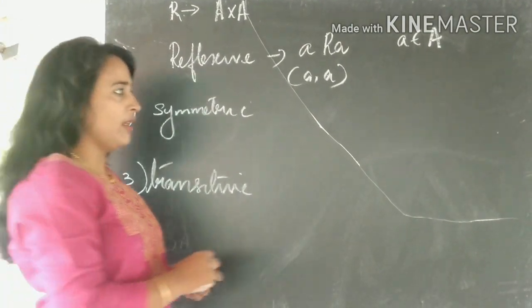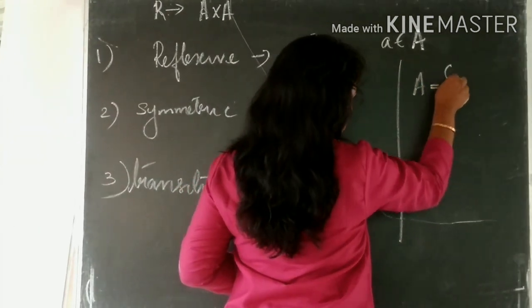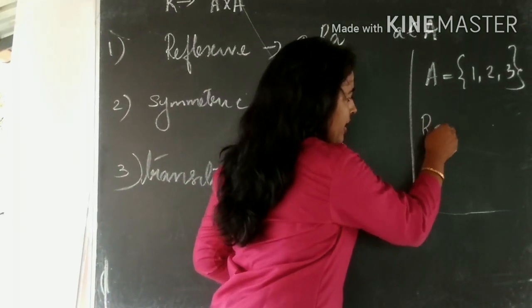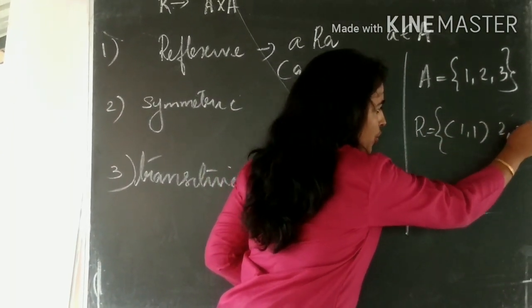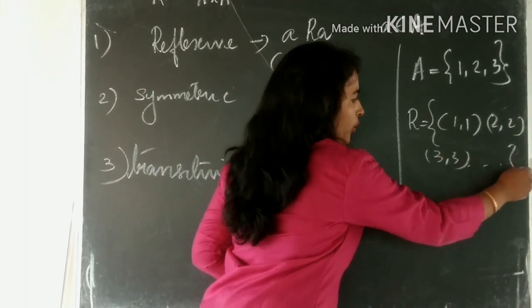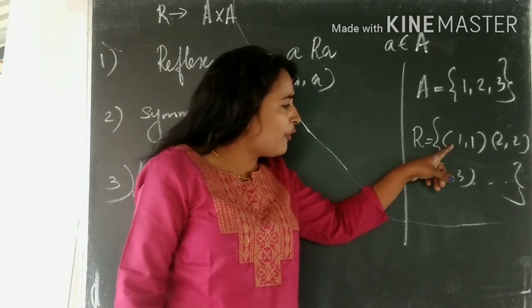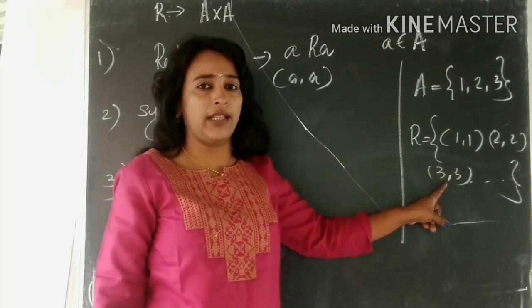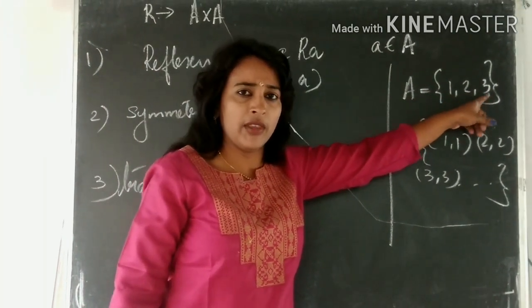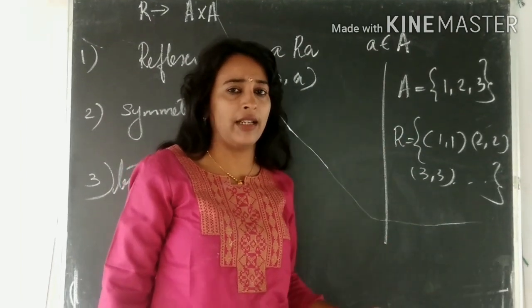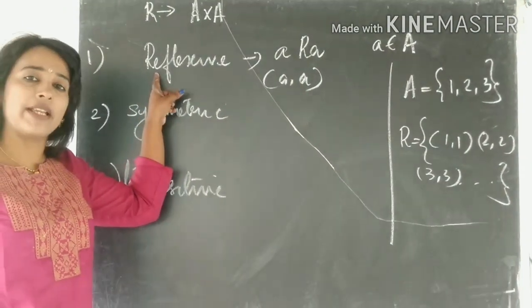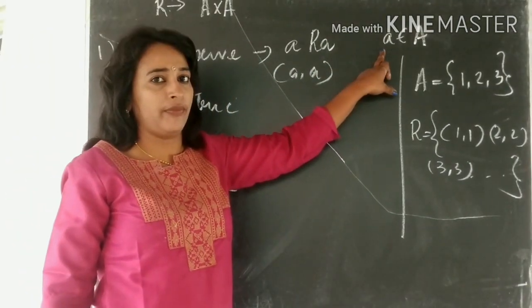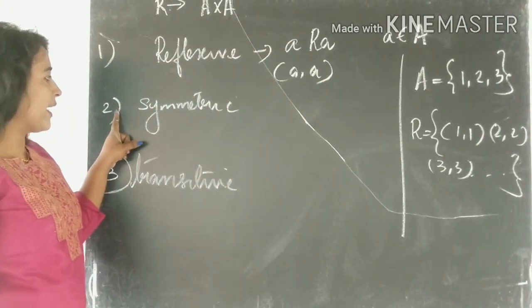I'll explain with one example. Suppose we have a set A, 1, 2, 3. And here the relation is having 1, 1, 2, 2, 3, 3, and more. More or less, it's okay. If the relation is having the ordered pairs 1, 1, 2, 2, and 3, 3, since the elements are 1, 2, 3, then we say the relation is reflexive, for every element of A.